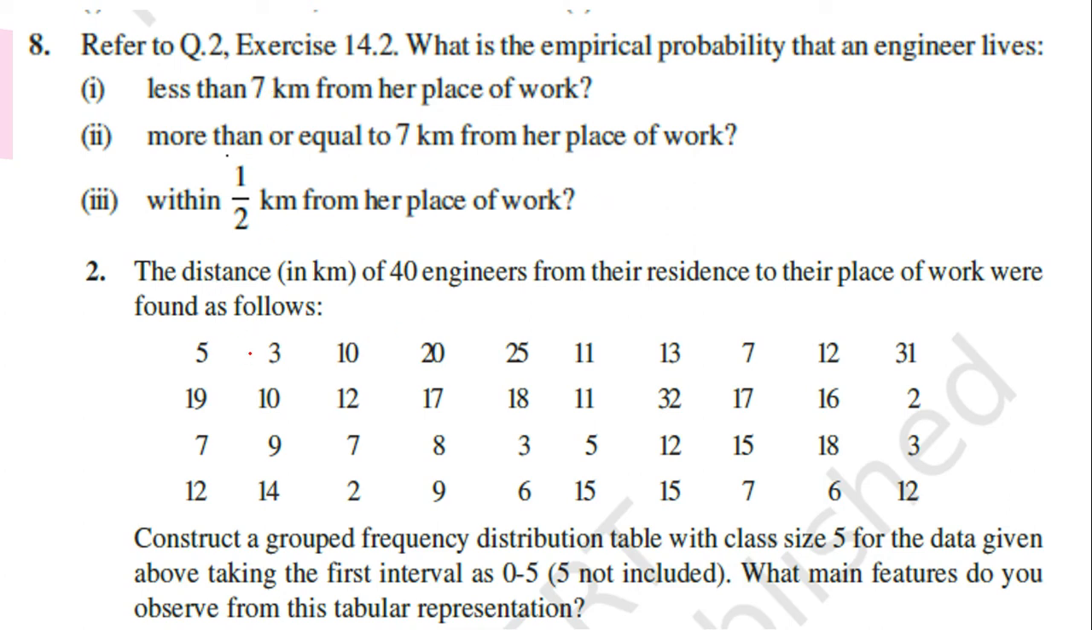This is the question, taken from the last chapter. This is the data from the last chapter and this is the question of this chapter, and I have merged both of these things. Then the first question is asked. This is the distance in kilometers of 40 engineers from their residence to their place of work. So this is the distance: 5 kilometers, 3 kilometers, 10, 20, 25, and so on. This is the distance from their residence to their workplace.